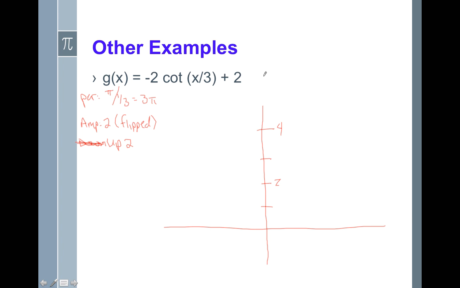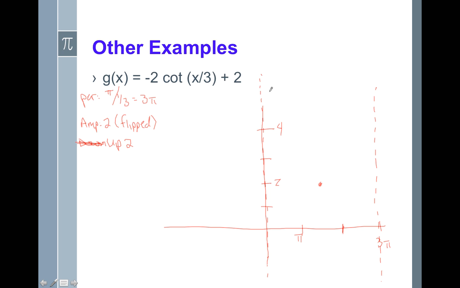And so my first asymptote is going to be at the y-axis. And my next asymptote has to be a full period away. So I can say this is 3 pi. And if I let each of these dashes be pi, I can create an asymptote at 3 pi. Halfway between is going to be my center dot moved up 2 units.